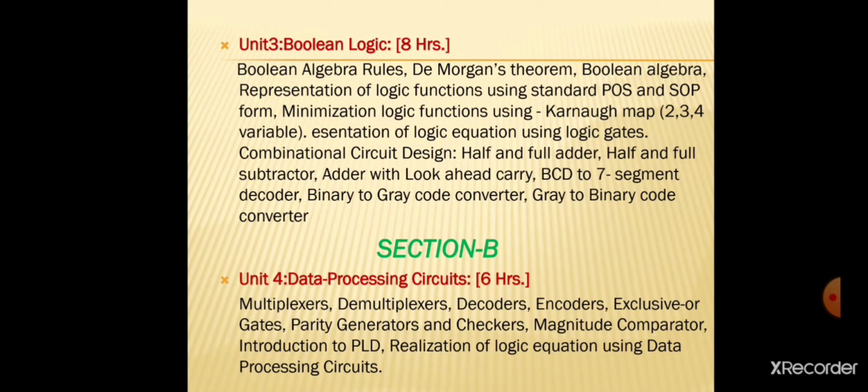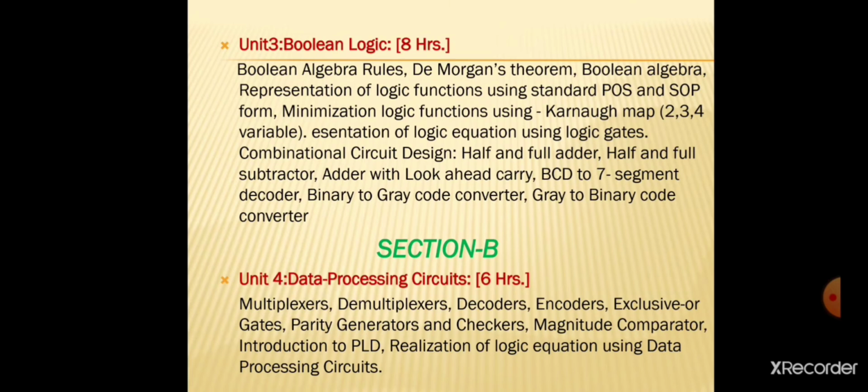Then the realization of logic equations using logic gates, and combinational circuit design, covering combinational circuits like half and full adder, half and full subtractor, adder with look ahead carry, BCD to 7 segment decoder, then binary to gray code converter, and gray to binary code converter. This is actually a completely calculative chapter in which we have to learn various techniques to solve Boolean algebra. So this is about the first section.